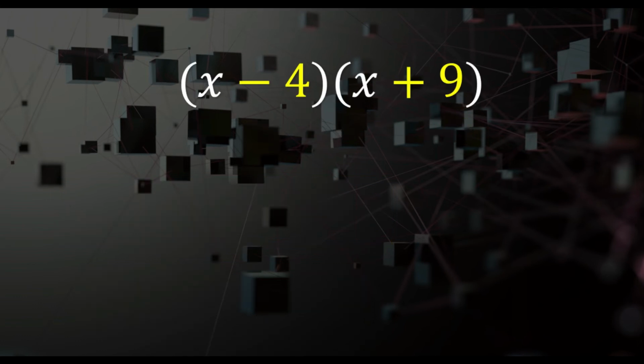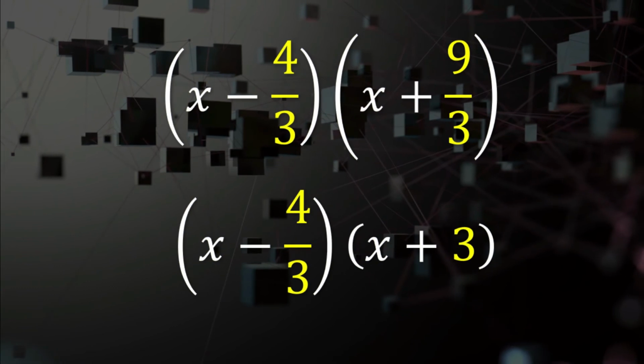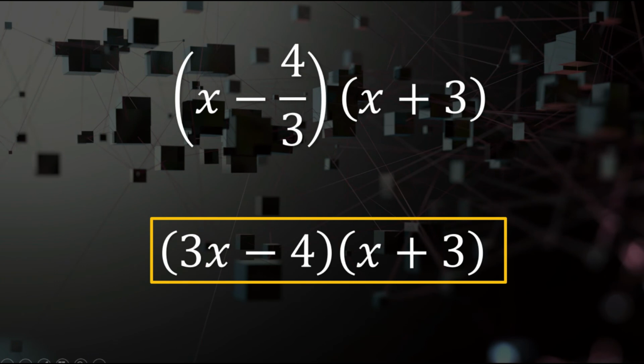Then divide by 3, the leading coefficient, to the constants of the factors. So negative 4 divided by 3 and positive 9 divided by 3. Negative 4/3 couldn't be simplified, so it remains as is, while 9 over 3 is simplified as 3, because 9 over 3 is basically 9 divided by 3. Since we still have a fraction, bring up 3 beside x. Then the final factors will be 3x minus 4 and x plus 3.